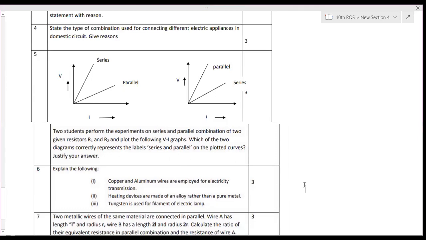Two students per this one. State the type of combination used for connecting different electrical appliances in domestic circuit. Parallel combination. Parallel combination, and give reason question can be asked in this. Now next one, fifth one. Two students perform the experiments on series and parallel combination of two resistors, R1 and R2, and plot the following VI graphs. Which of the two diagrams correctly represent the labels series and parallel on the plotted curves? The first one. Then these three just now I have explained. Give reason questions.